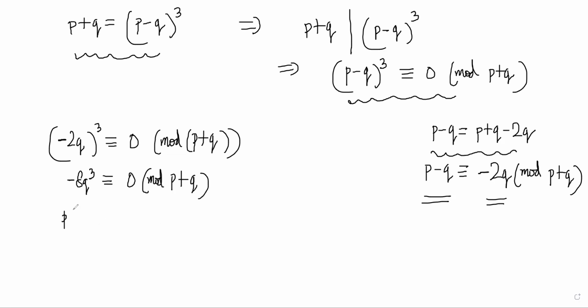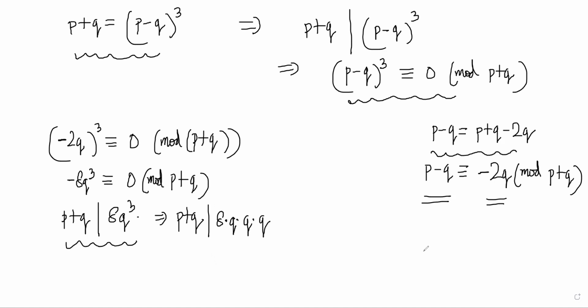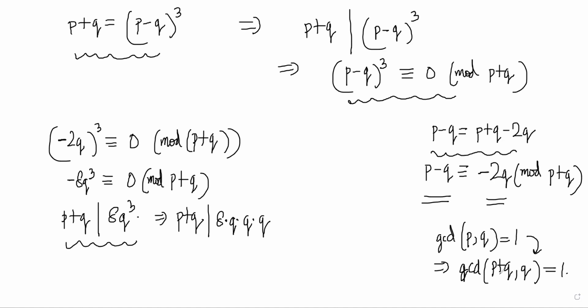or we can say that P plus Q basically divides 8Q cube, right? So P plus Q divides 8 times Q times Q times Q, and we know that GCD of P and Q is 1 because both of them are prime numbers. Therefore, it implies that GCD of P plus Q comma Q will also be 1, right? This is by simple application of Euclid's division lemma. So this is correct. GCD of P plus Q and Q is 1. So that means P plus Q and Q are relatively prime to each other, right?